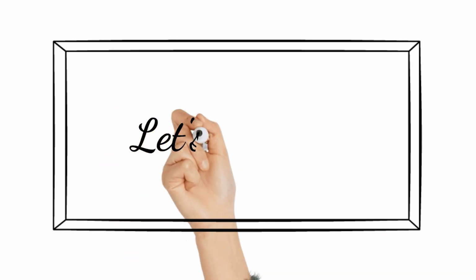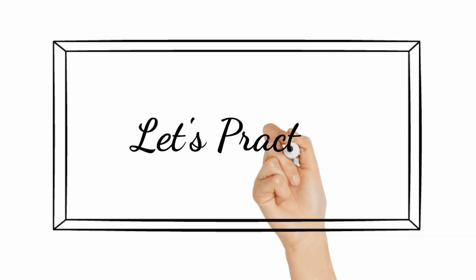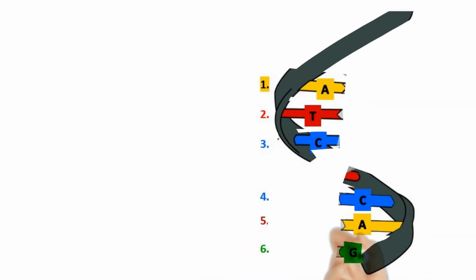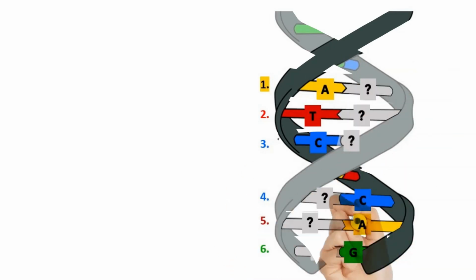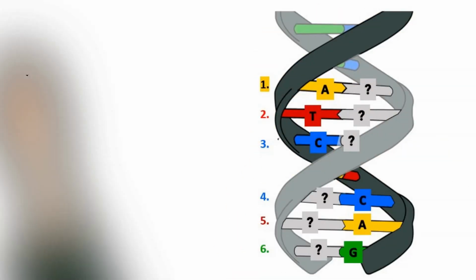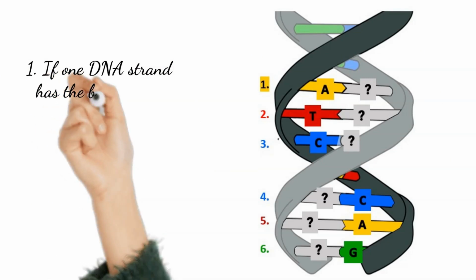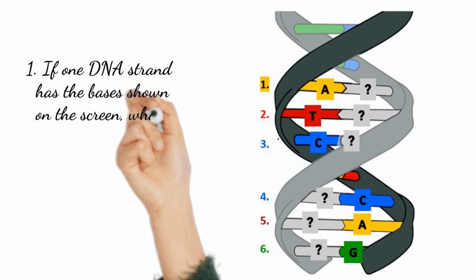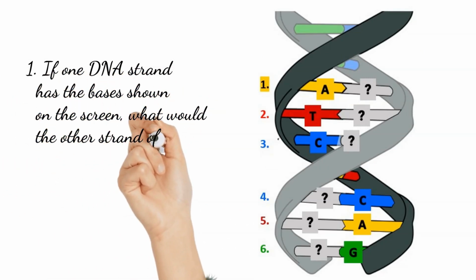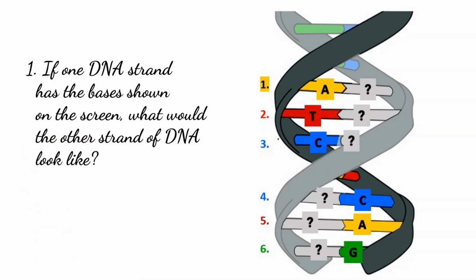Just to make sure that we're all on the same page, I'm going to go over 3 quick practice problems with you all. Sound good? All right, so with that, let's practice. Let's start with looking at a segment of DNA and fill it in together. If one DNA strand has the bases shown on the screen, what would the other strand of DNA look like? All right, so that's just practicing base pairing within DNA.